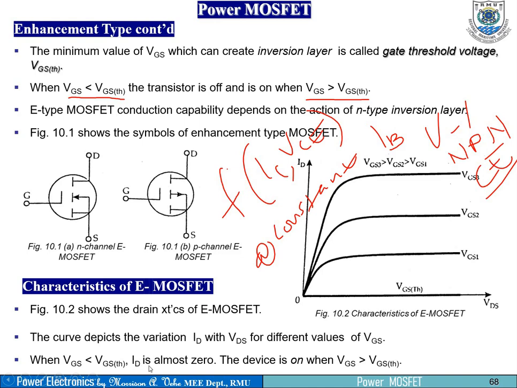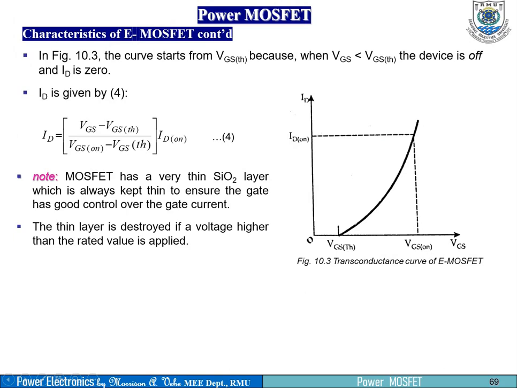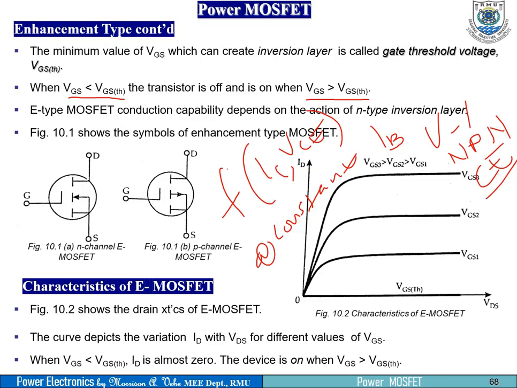When VGS is less than this, ID is almost 0. Anytime VGS is less than a certain value, your drain current is almost 0. Anything happening here is basically around 0. This is the X axis, or VDS axis. The device is on when VGS is greater than the threshold. Anytime it goes beyond the threshold, you can start reading some current at the drain side and see it's on. That's what we mean.